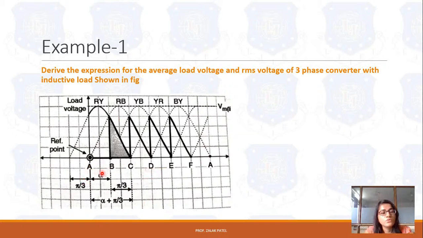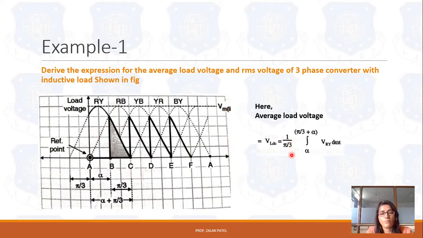Please note that the alpha firing angle will start from pi by 3. In this case the average load voltage requires 1 upon pi by 3, from alpha to pi by 3 plus alpha. This dark portion is what we have to consider. The limit of this dark portion should be from this point to this point, that means alpha to pi by 3 plus alpha, and this voltage is nothing but Vry.